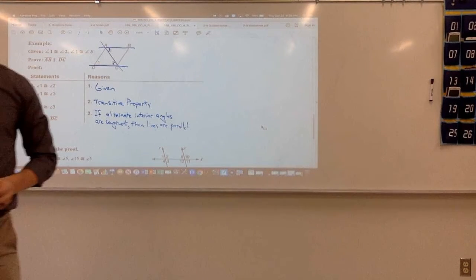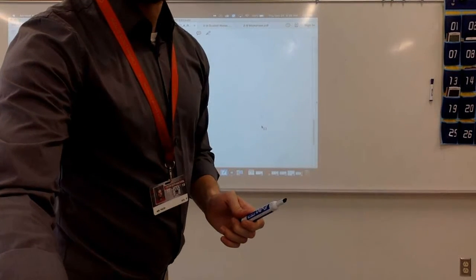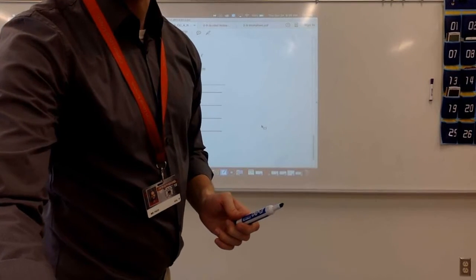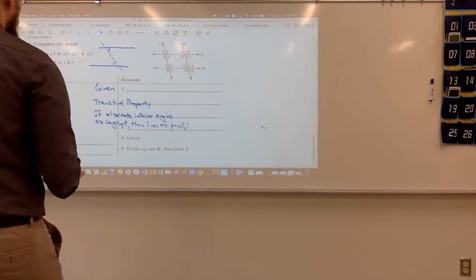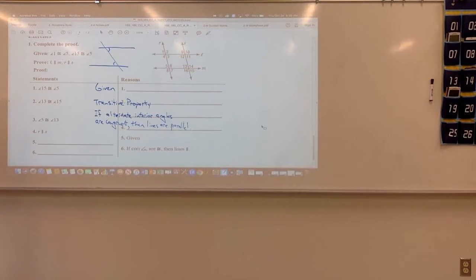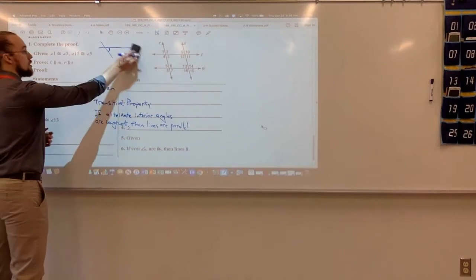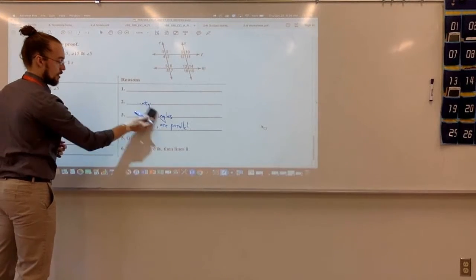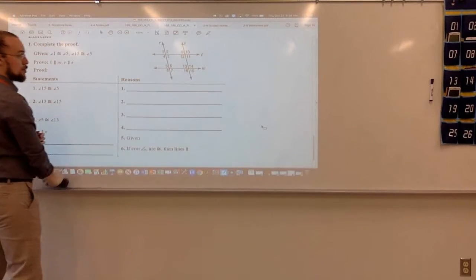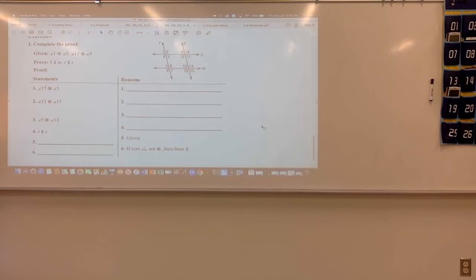Okay, so let's take a look at the second one then. Okay, we'll do this one together as well. So here I want to prove two different sets of lines parallel. Okay, so this is kind of like two proofs just mashed into one, because I'm proving two different sets of lines parallel. They give me two different pieces of information, right? Angles 1 and 5 are congruent, and angles 15 and 5 are congruent. So they actually split that up over two lines.